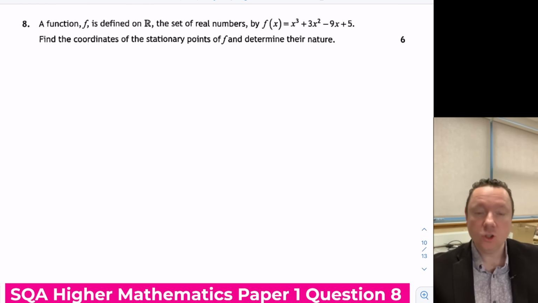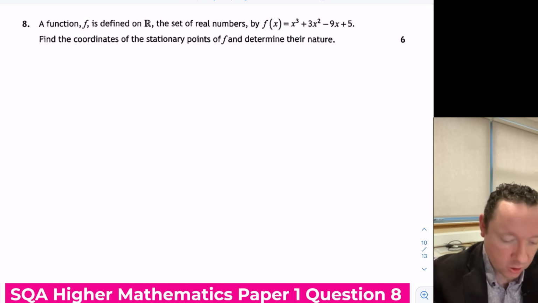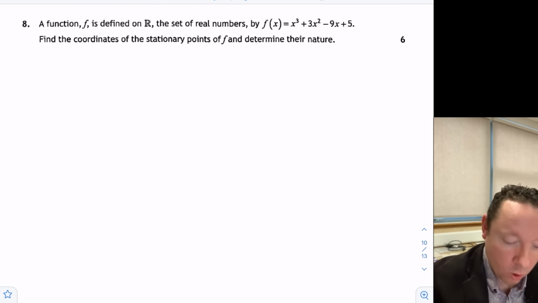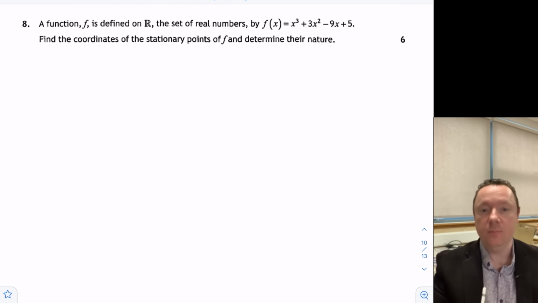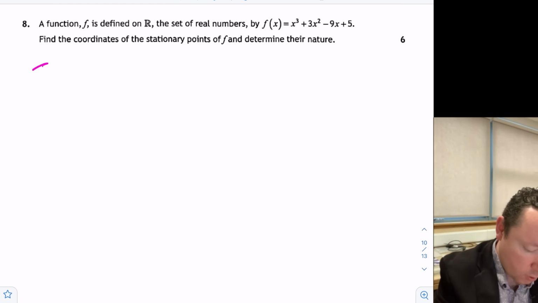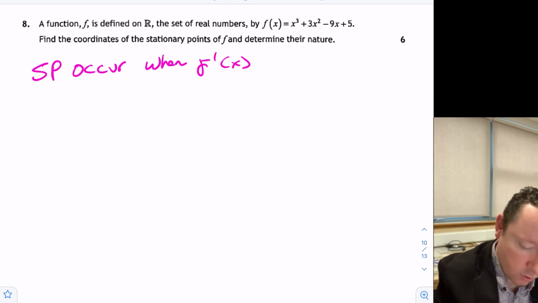SQA Higher Maths 2023, Paper 1, Question 8. A function is defined on the set of real numbers by f of x equals x cubed plus 3x squared minus 9x plus 5. Find the coordinates of the stationary points of f and determine their nature. Stationary points means derivative equal to 0. So we can write stationary points occur when f dash x equals 0.